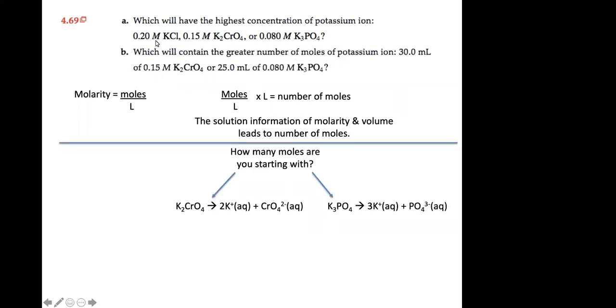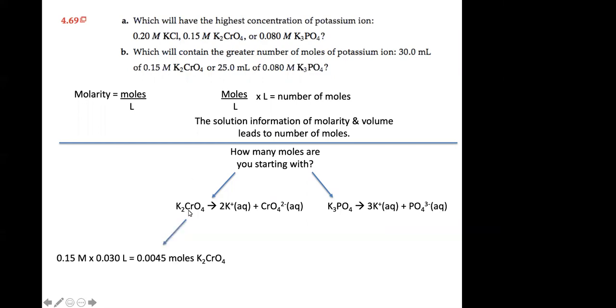For answering part B here, we're asked how many moles we have. I'm going to first look to see how each compound can dissociate. I can see that the K2CrO4 ionic compound will give me 2 potassiums. The potassium phosphate will give me 3. So if I know how many moles I'm starting with, I'll be able to determine how many moles I end up with. I'm going to ask you to calculate something for me in just a second.